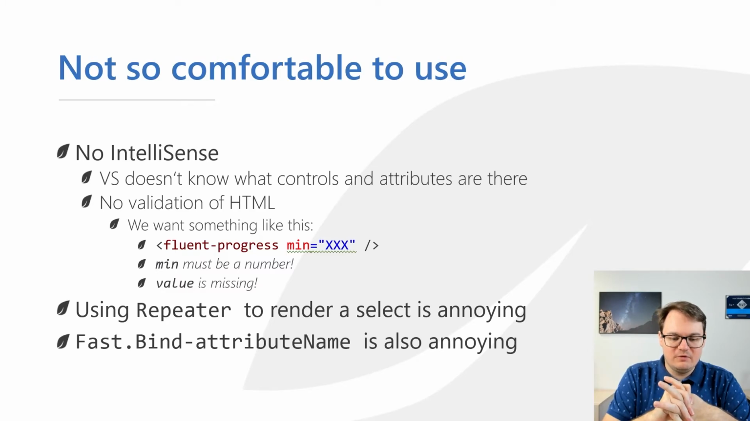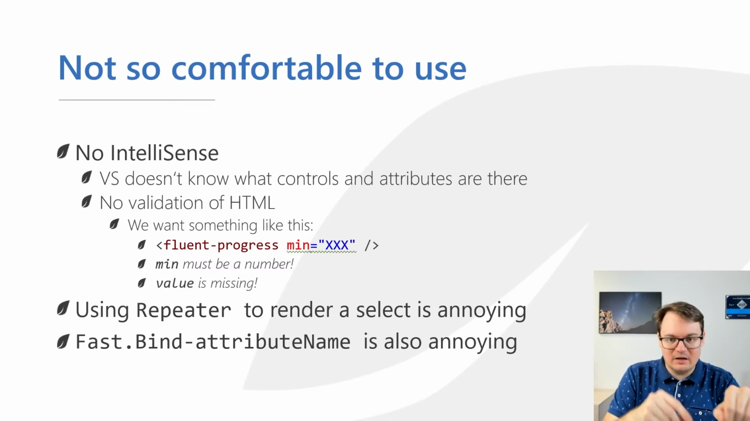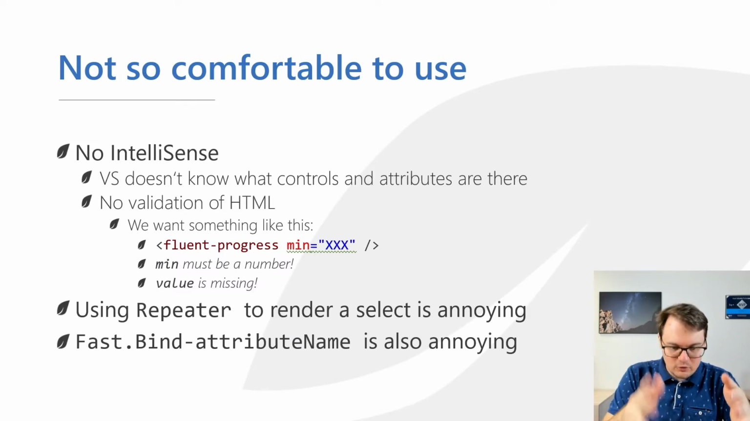Yeah, so for example, if you use the Fluent progress element, there needs to be something that will tell Visual Studio, okay, this element supports these attributes, and these attributes have the following limitations, like the min value of the Fluent progress can only be a number. Yeah, the code in the Fluent UI is annotated, so I think that there will be a way to provide this metadata, but right now I haven't seen any way how you can actually get IntelliSense for it. It's technically possible, and I believe that in the future it will be available, but right now it's not.